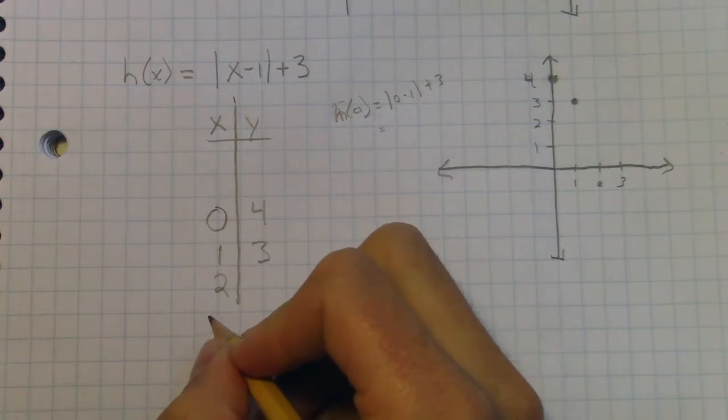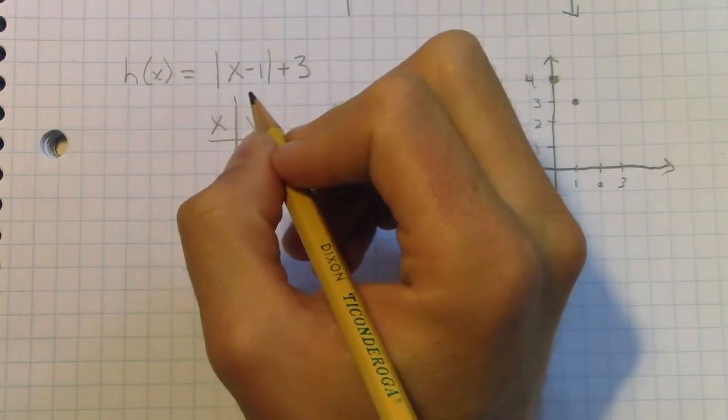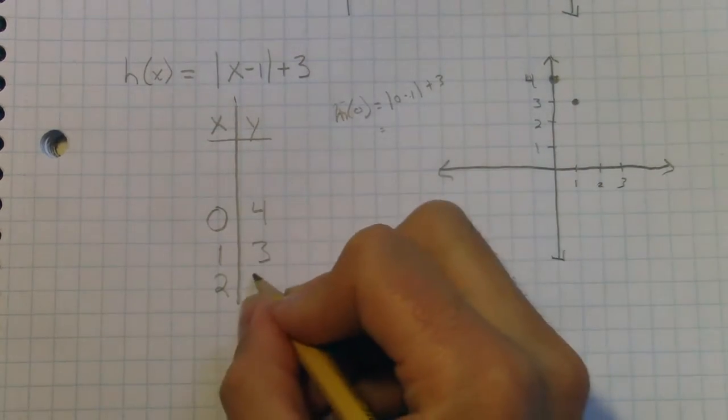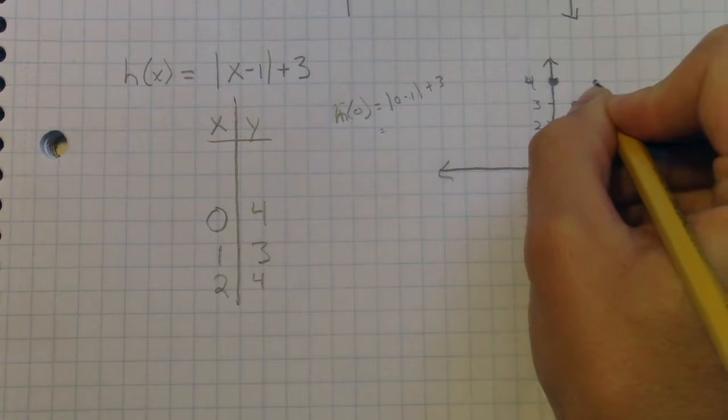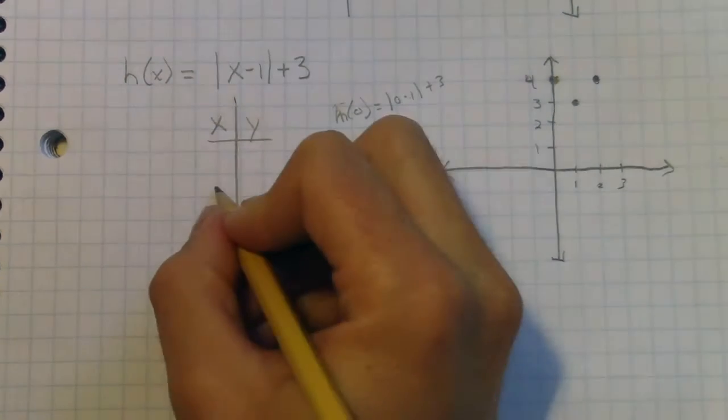So what happens when x is 2? 2 minus 1 is 1. The absolute value of 1 is 1, plus 3 is 4 again. So at 2, I get an output of 4. At this point, I can kind of see where this is going. Let's try some negative numbers.